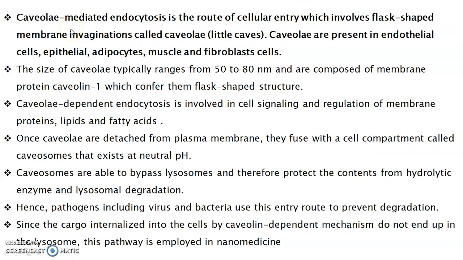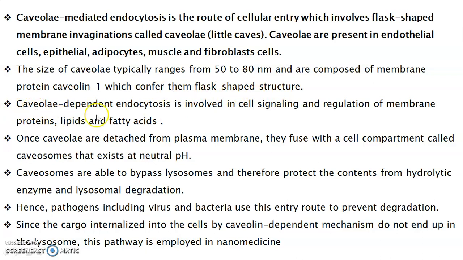In Caveolae-mediated endocytosis, the route of cellular entry involves flask-shaped membrane invaginations called the caveolae, little caves. The caveolae are present in endothelial cells, epithelial cells, adipocytes, muscles, and fibroblast cells. The size of the caveolae typically ranges from 50 to 80 nanometers only, and they are composed of a membrane protein, caveolin 1, which gives them the flask shaped structure.